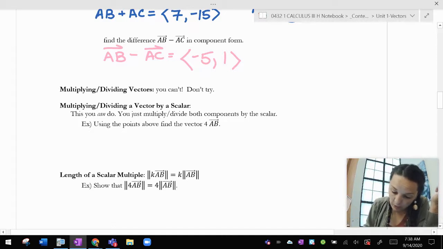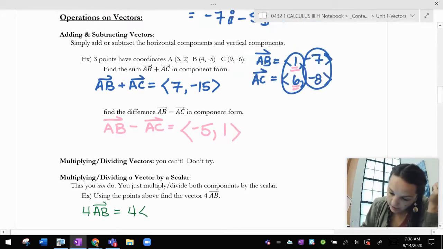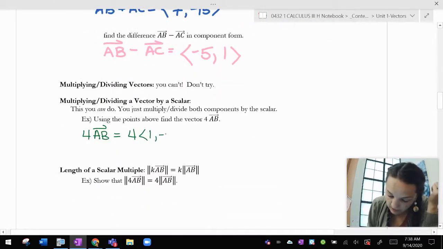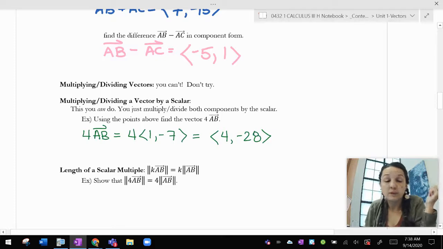So it says using the points above, find the vector 4 times AB. Okay, fine. So if I want 4AB, that means I'm multiplying 4 by 1, -7. And that's going to be 4, -28. That's it.